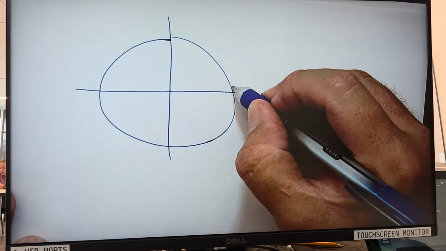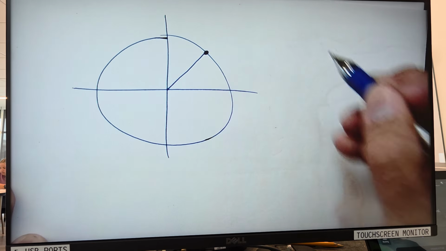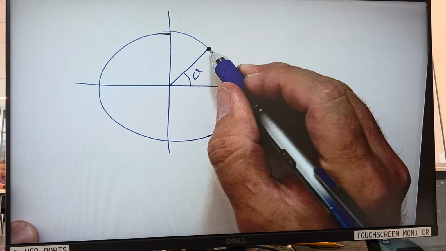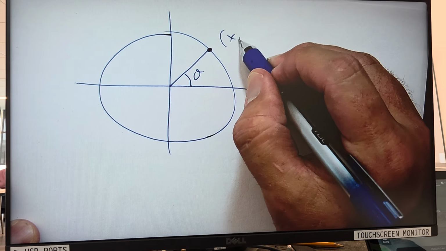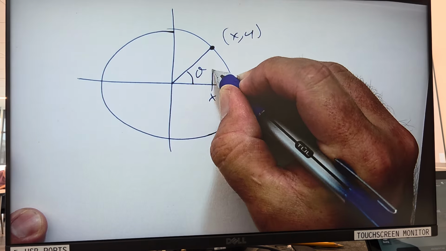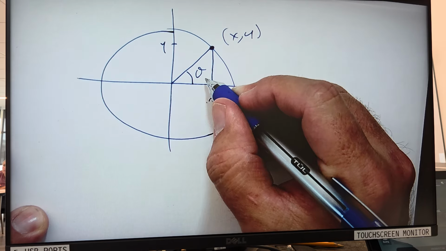So if I go through an angle, I end up at a point. This point is xy. Where is x by itself? How do I get to this coordinate? If I tell you the point's 3, 4, you go over 3, up 4. So how much do you go over? X. And then you go up. Y.